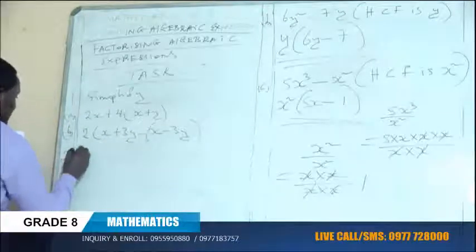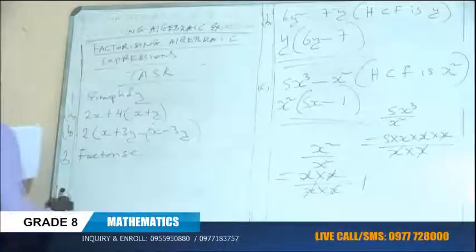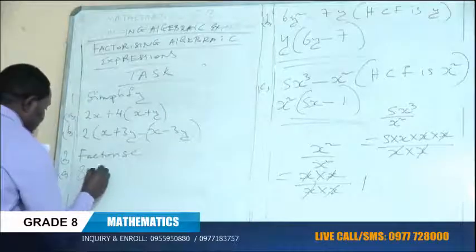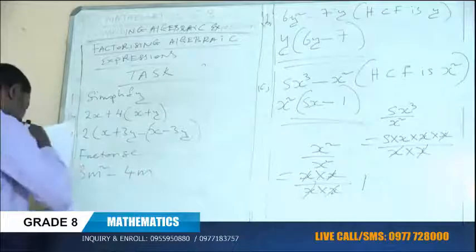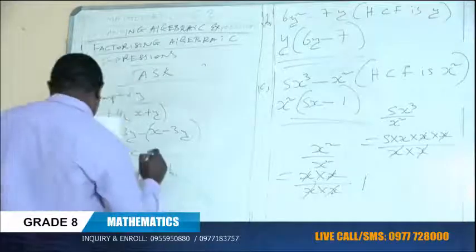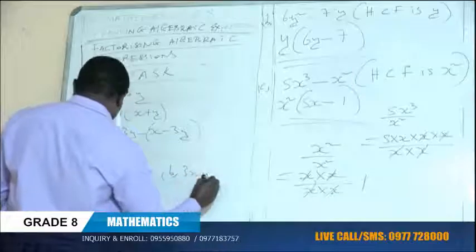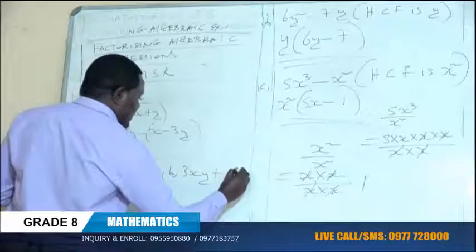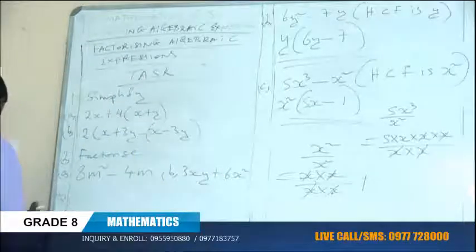Our second question is saying factorize: a, 8m squared minus 4m; b, 3xy plus 6x squared. And our last question, oh, this is the last question, okay.